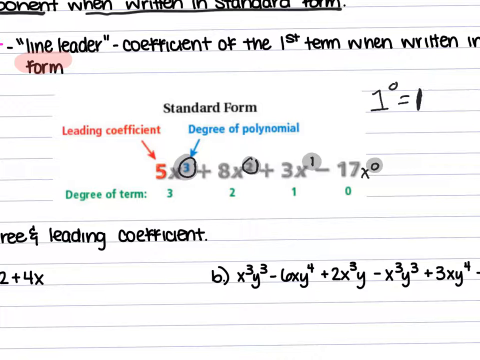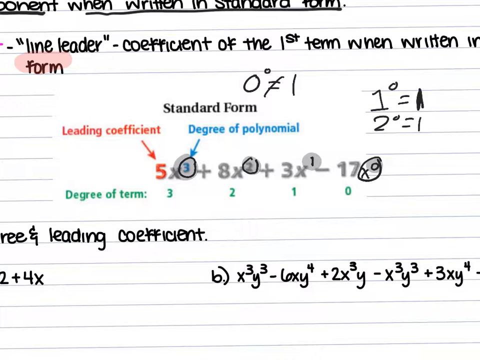Remember, anything raised to the 0 power will be 1, except for 0 to the 0 power, which does not equal 1. That's the only one that's different. 2 to the 0 power equals 1. In this case, x to the 0 power equals 1. So really, right there, that's a 0 power. So we're just writing them in decreasing order there.